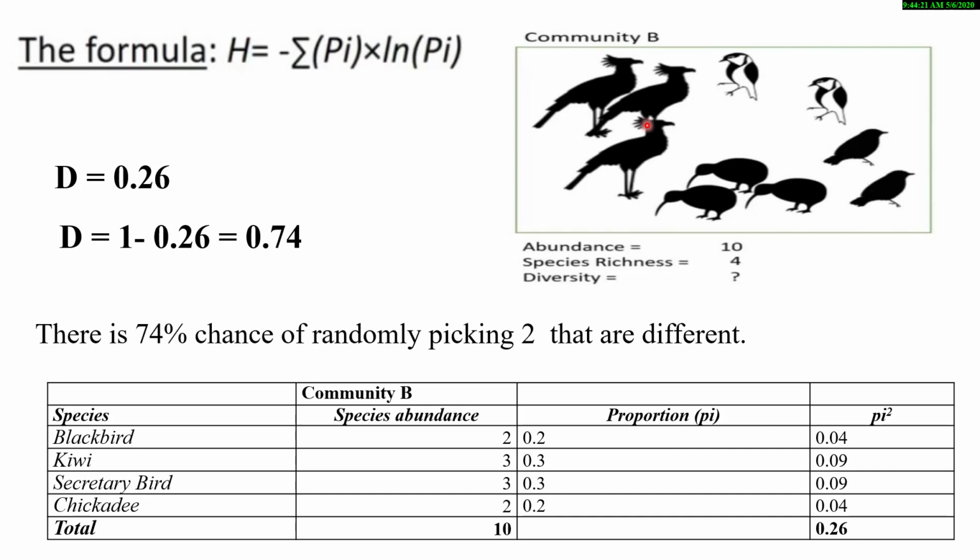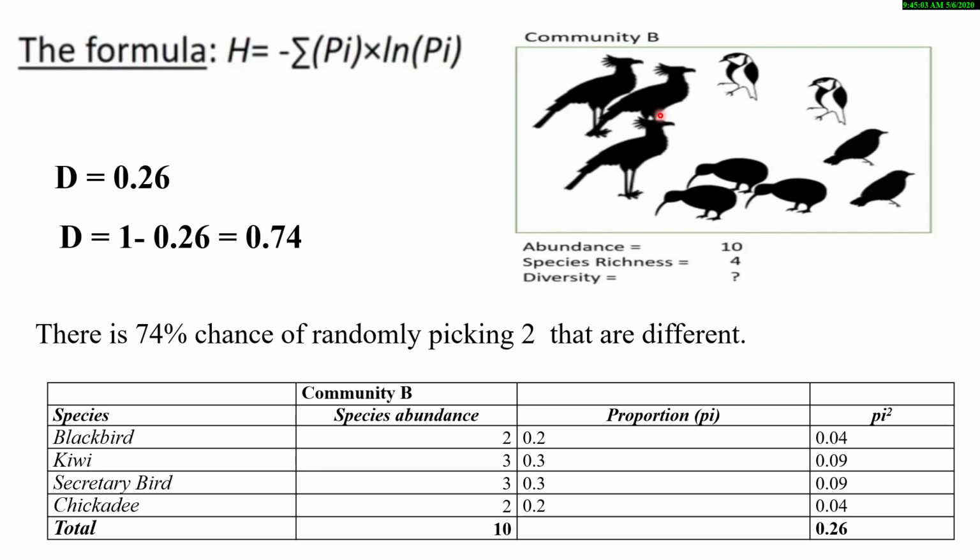So if you want to explain it in the reverse, you have to subtract this 0.26 from 1. When you subtract 0.26 from 1, what will you get? You will get 0.74. What does it mean? It means that there is a 74% chance that if you pick any 2 species at random from this plot or from this population, they will be different.